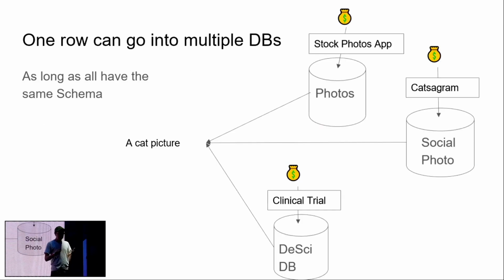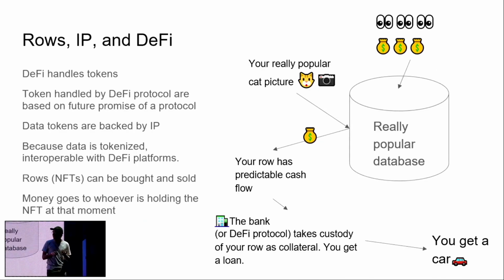Because each NFT is well structured, each row can actually be added to multiple different data sets. So you could have one picture of a cat and have it go into a stock photos app, a social Catstagram app, and also a clinical trial. And then all of those different databases, if they generate revenue, will go back to that one NFT. That one NFT, because it's an NFT, can easily be bought and sold, and it's just a token.